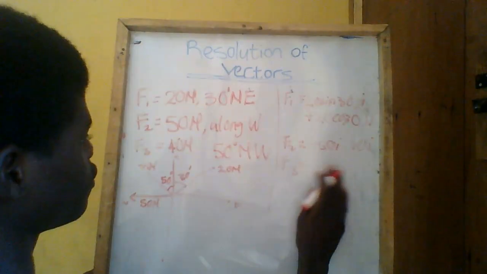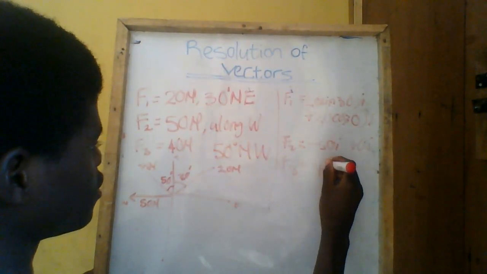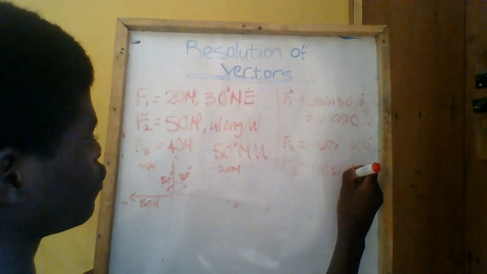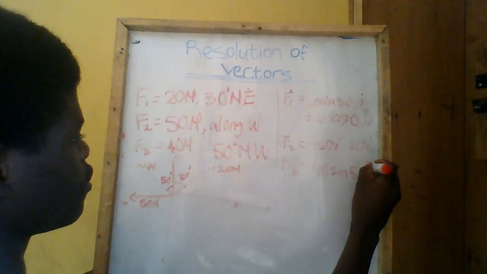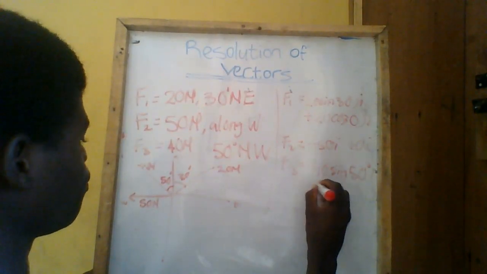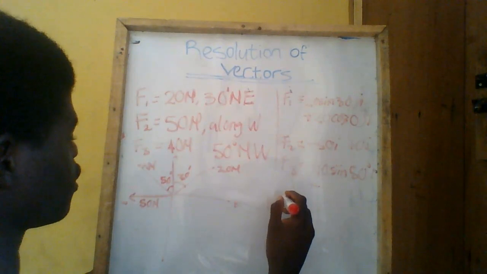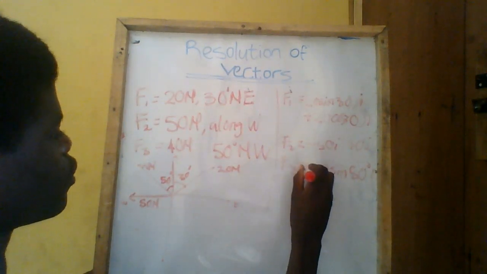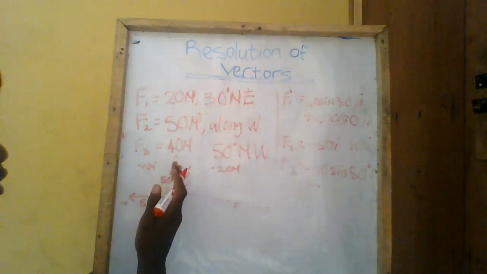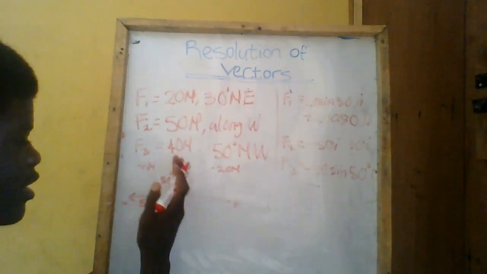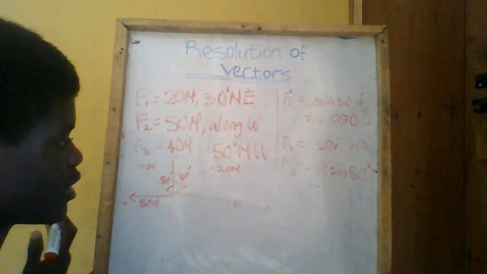Okay, sorry, 40 sine 50 degrees. 40 sine 50 i, but it will be minus 40 sine 50 i. Why? Because we are resolving the x component, and the x component is in the negative x axis.